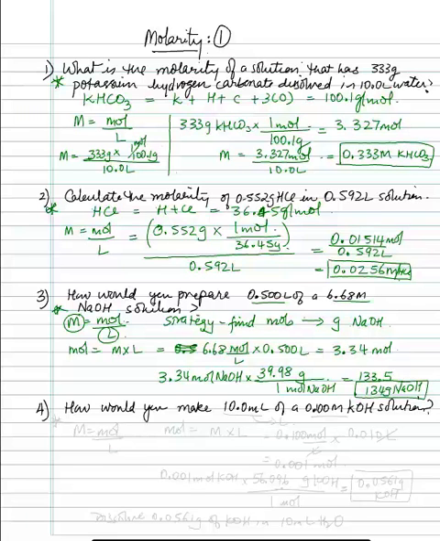Another one of the problems: how would you make 10 milliliters of a 0.1 molar KOH solution? So here are the quantities that we need. Again, molarity is moles over liters. To find the moles, we'll do the same thing as in question number 3. So you have to find the moles first, which means moles is equal to molarity times liters. Now there's one additional calculation here, because the volume is given to us in milliliters. We need to convert that into liters.